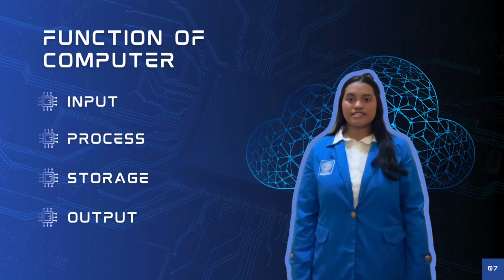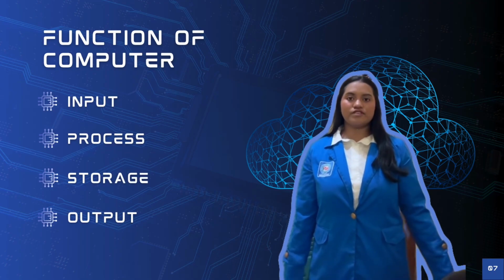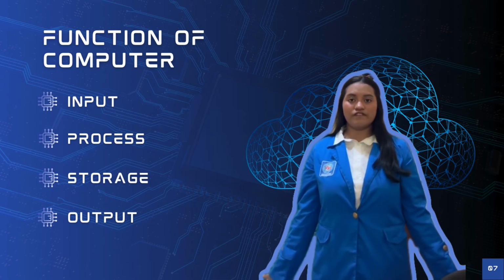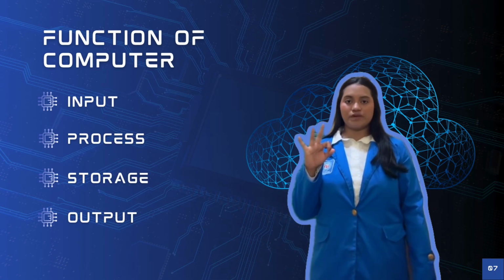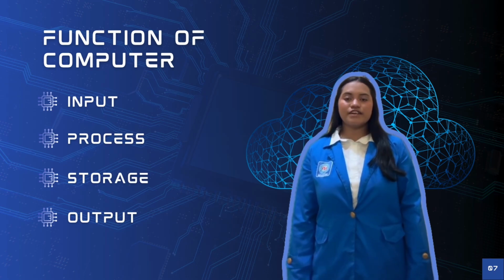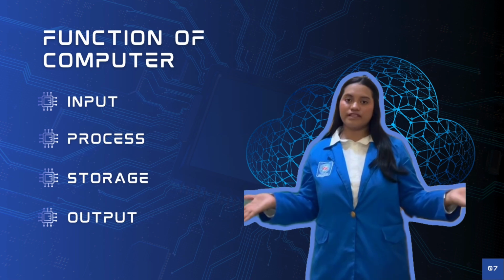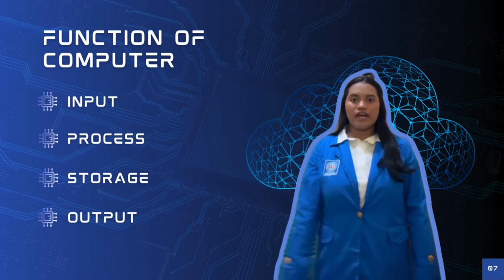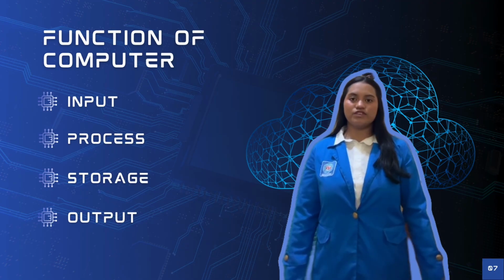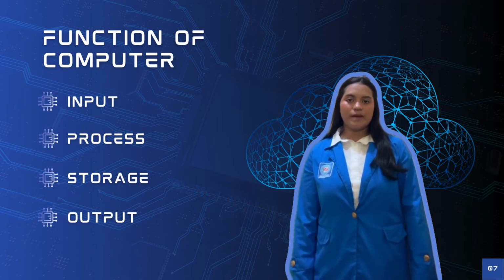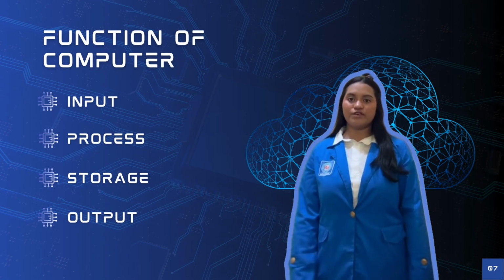Second is process. The computer takes that input and processes it using its CPU, which acts as the brain of the system. Third is storage. The processed data can be saved for later use, either temporarily in RAM or permanently on a hard drive or SSD. And the fourth is output. The computer presents the result to the user, whether that's displaying something on the screen, printing a document, or playing audio through speakers.